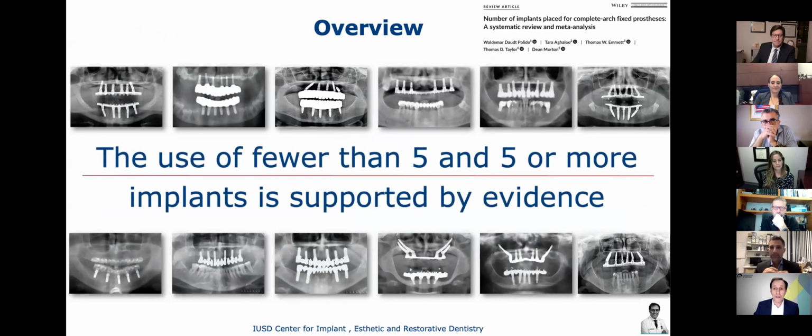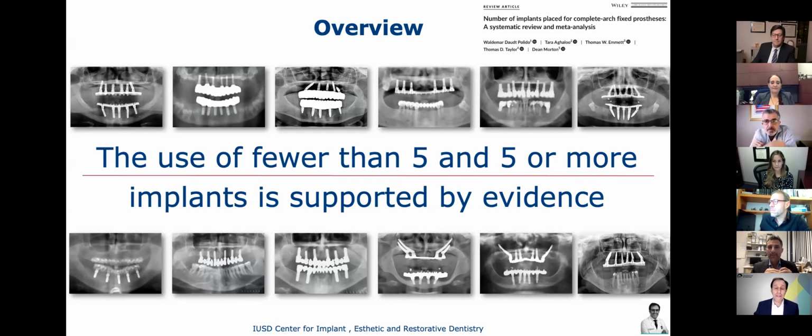So as an overview, the use of fewer than 5, or 4 or more, is supported by evidence. I can easily say clinically, it's not scientific, but clinically 4 implants for the maxilla or mandible versus 6 for the maxilla or mandible, they would work very similarly. So many other factors have to be taken into consideration when planning this.